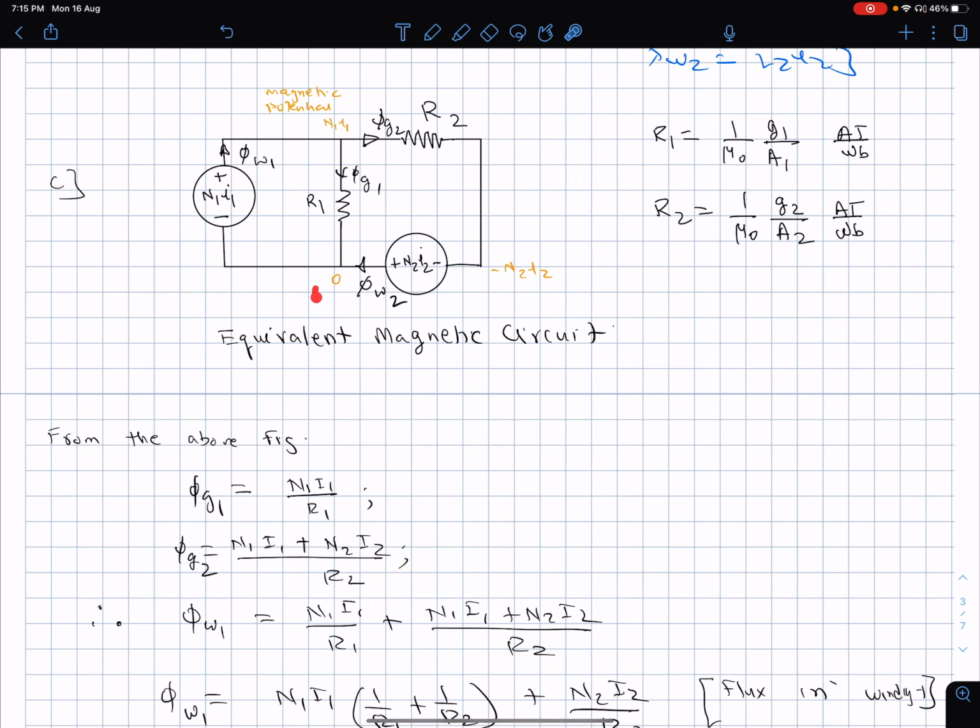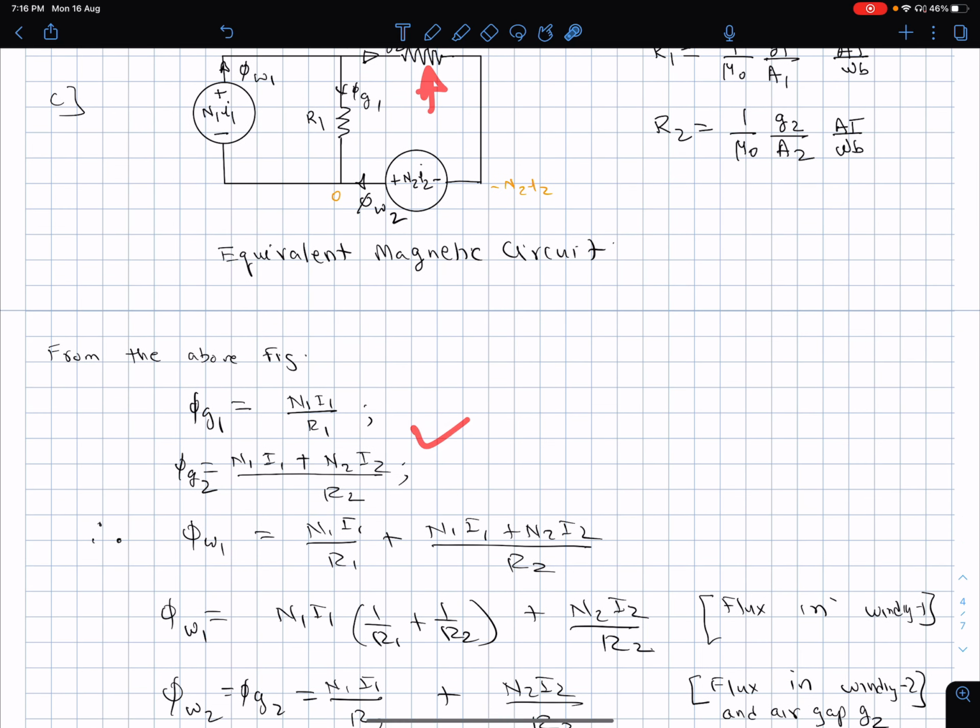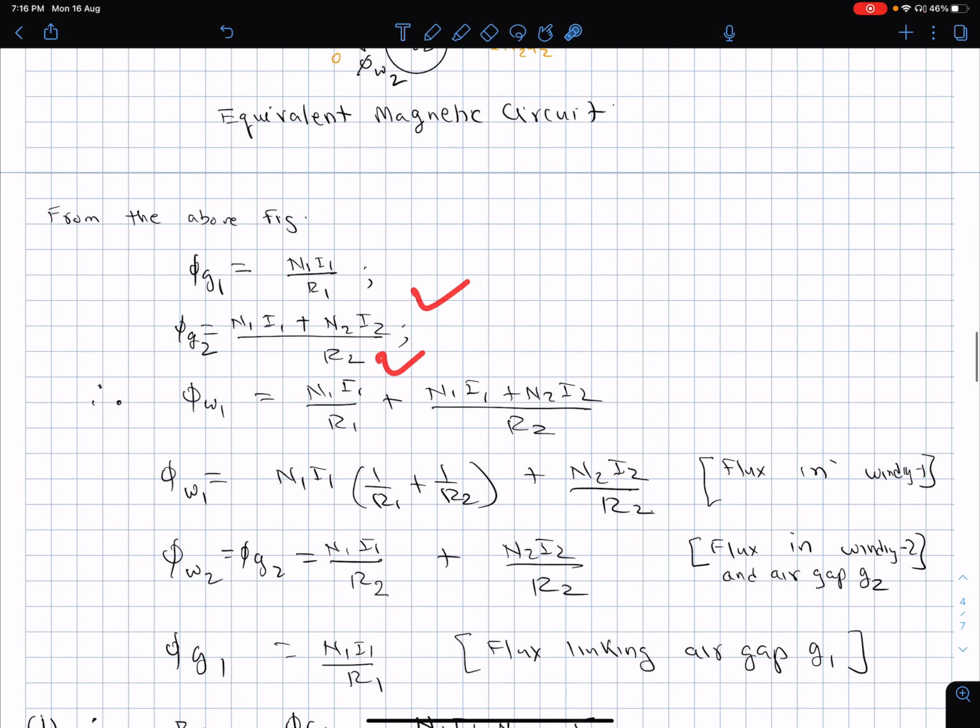Alternately, assume this to be the 0 MMF point, then this magnetic potential will be N1I1, and this will be minus N2I2. So what is acting across this R2 is N1I1 plus N2I2 divided by R2, that is the voltage by resistance being current, that same analogy. So therefore you get phi G2 as this.